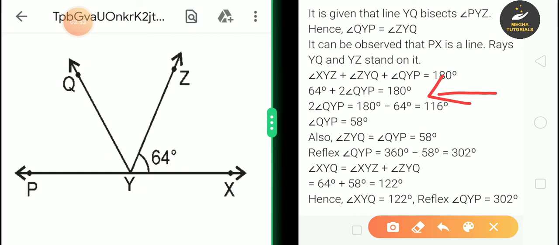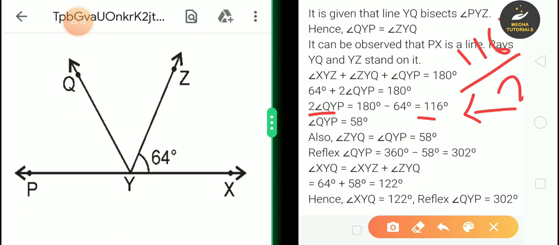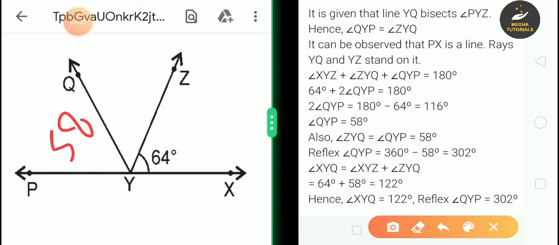Then using transposition, we can write 2 angle QYP is equal to 180 degrees minus 64 degrees, which is equal to 116 degrees. So 2 QYP is equal to 116 degrees. To find angle QYP, I will transpose 2 to the RHS. So I will get 116 degrees upon 2. Therefore, angle QYP is coming 58 degrees. Now check in the diagram. Angle QYP is 58. It means angle ZYQ is also 58 degrees.